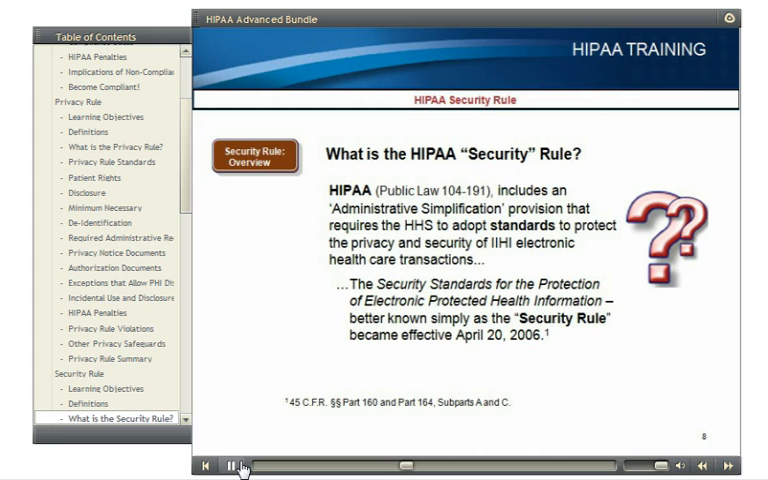What is the HIPAA Security Rule? HIPAA, Public Law 104-191, includes an administrative simplification provision that requires the HHS to adopt standards to protect the privacy and security of IIHI electronic healthcare transactions. The security standards for the protection of electronic protected health information, better known simply as the Security Rule, became effective April 20, 2006.